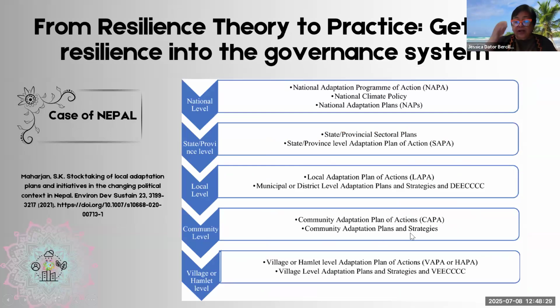Now, in the case of Nepal, one of the more advanced in terms of resilience mainstreaming, and many use this in studies on resilience, Nepal has mainstreamed resilience action emanating out of climate change concerns and risk reduction into their national programs, their state and provincial sectoral plans, and the local adaptation plans of action, LAPA. This is, I think, the most comprehensively studied mechanism in Nepal. And you have the community action plan of actions. And now they're moving towards village or hamlet level adaptation plans or actions. So that's how far they go.